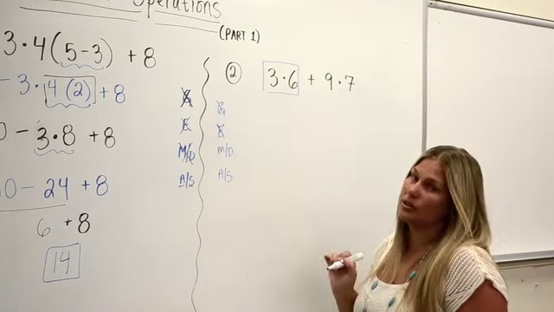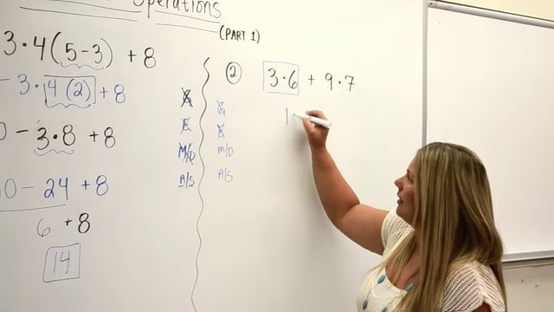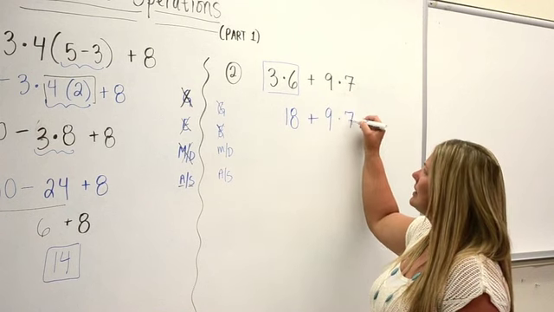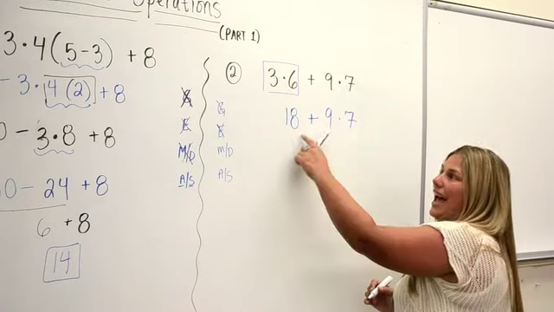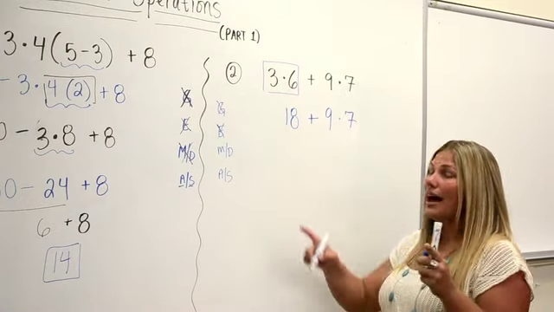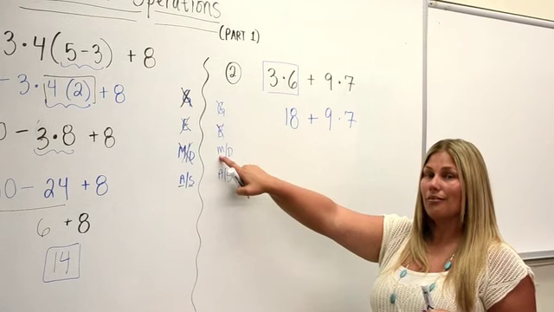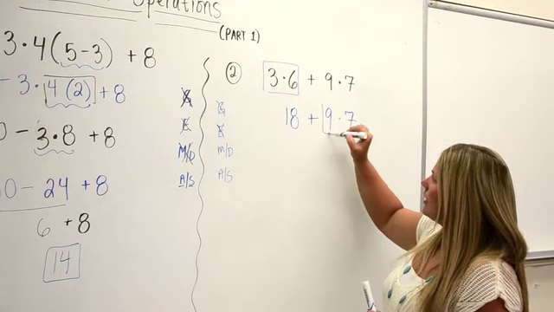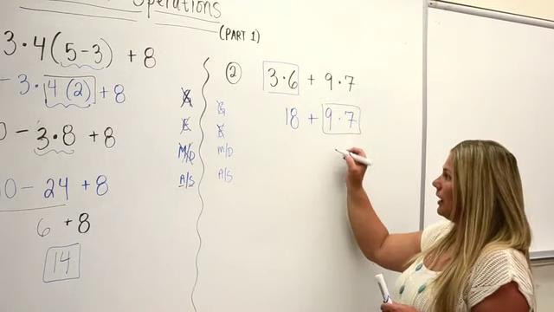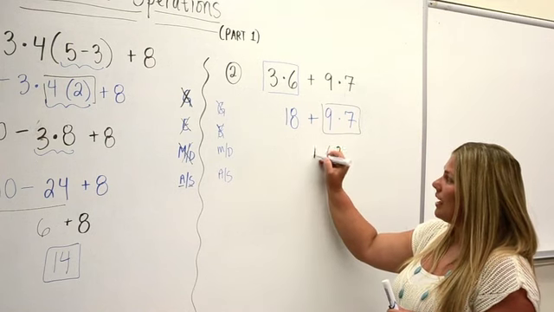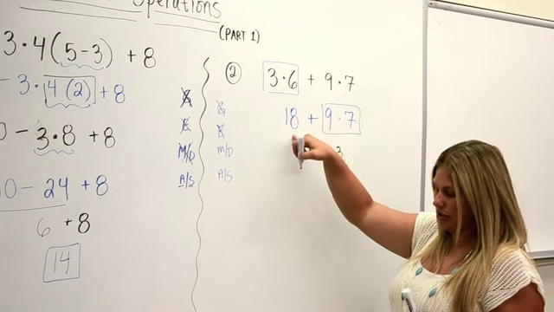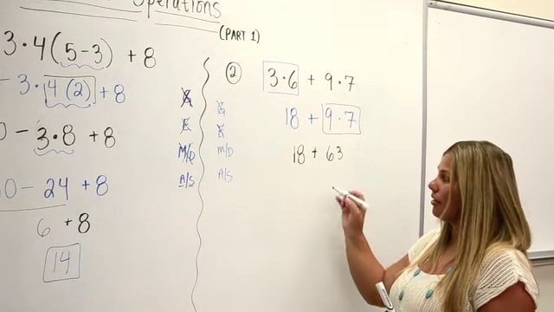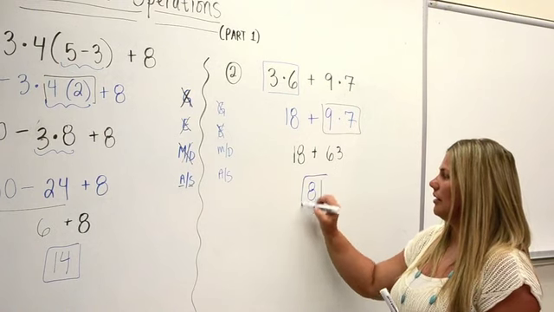These two numbers right here are multiplying. So 3 times 6, we get 18. But we still have plus 9 times 7. A lot of people want to add 18 plus 9 first. But if we go according to our checklist, M is above the A. So we have to multiply before we add. So we actually have to multiply 9 times 7, which is 63. Then we're going to add that 63 to that 18. When we add those together, 18 plus 63, we get our final answer of 81.